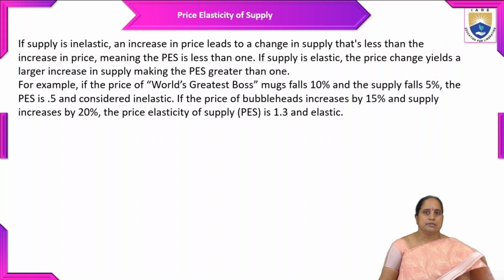If the price of world's greatest bus marks falls 10% and the supply falls by 5%, then the PES is 0.5 and is considered inelastic. If the price of bubble heads increased by 15% and supply is also increased by 20%, then its price elasticity of supply is 1.3, which is greater than 1, so it becomes elastic.